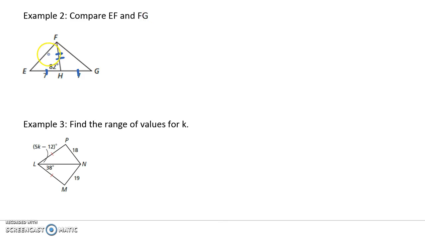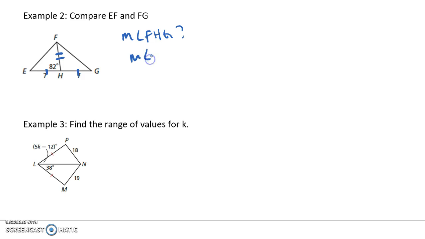Well, EF is across from this 82 degrees. But what about this FG? Well, I need to know the measure of angle FHG first, right? Well, how do I know that? Well, what are these two angles, EHF and FHG? Well, remember, they're a linear pair.